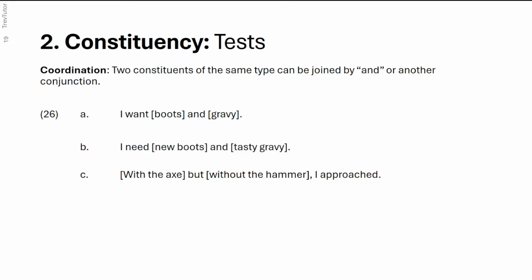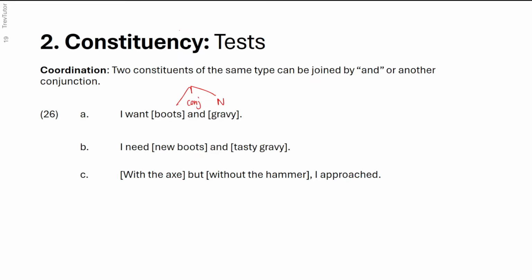Okay, we also have coordination. And coordination, which we introduced with conjunctions, takes two words or phrases of the same type and joins them together. So if we want to check to see if boots is a constituent in I want boots, what we can do is take a conjunction and take another phrase of the same type that we think it is, and try to join it. And if it works, we have a constituent. So, I want boots and gravy. That's fine. So boots is a constituent, gravy is a constituent, and then boots and gravy together will be a constituent. I need new boots and tasty gravy.